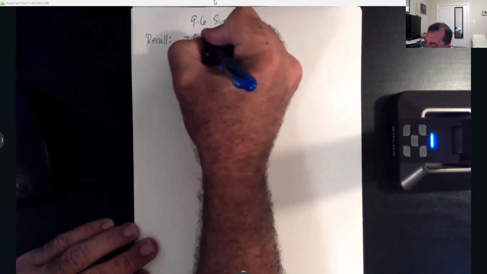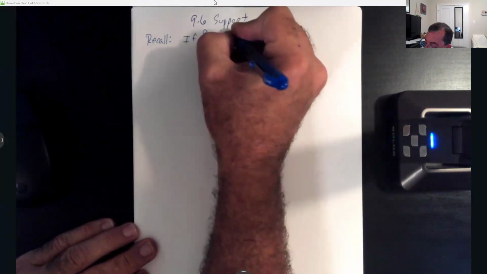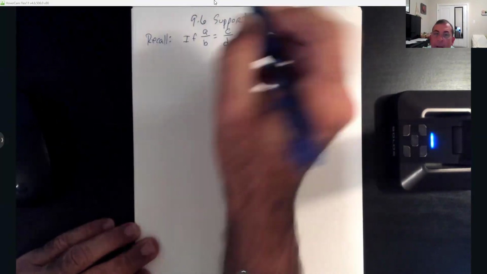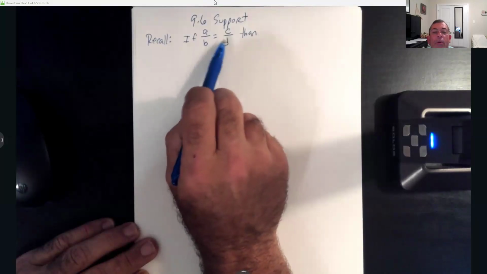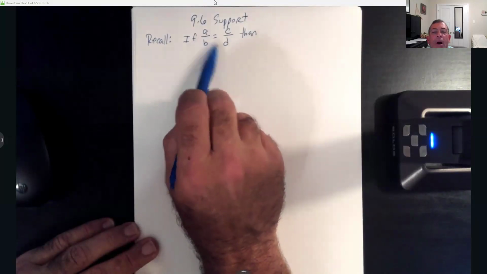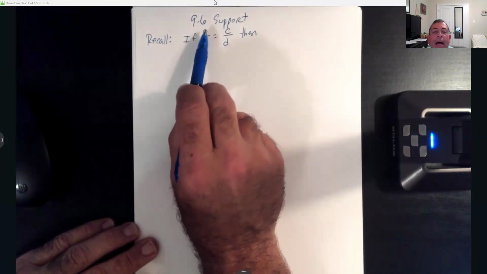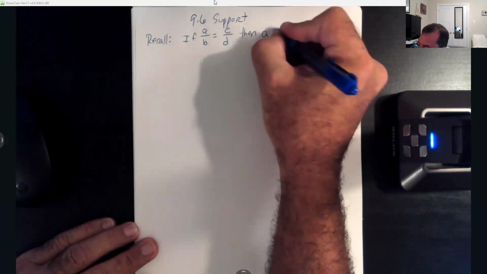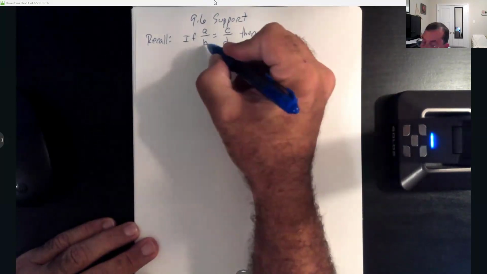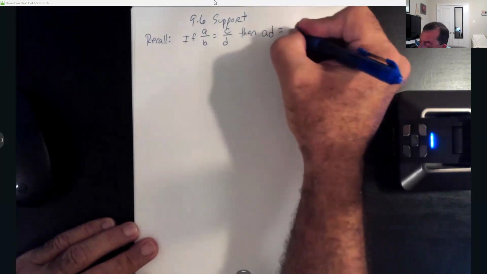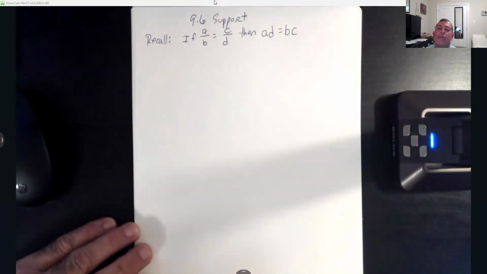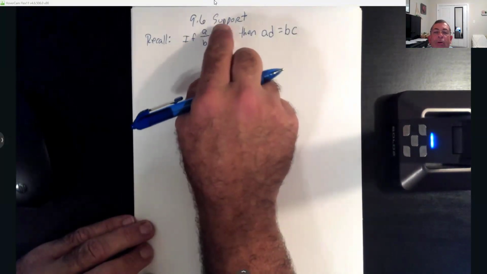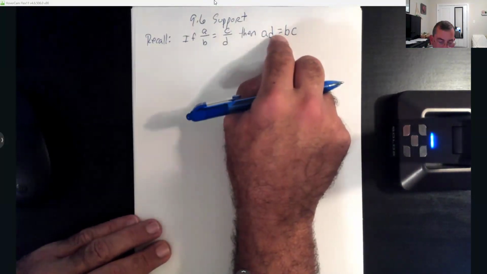If A over B equals C over D, so if you got a fraction equal to a fraction, to solve this, we cross multiply. So I would do A times D on one side. That's going to equal the B times the C on the other side. So just going back, when you got a fraction equal to a fraction, we cross multiply to get rid of the fractions.